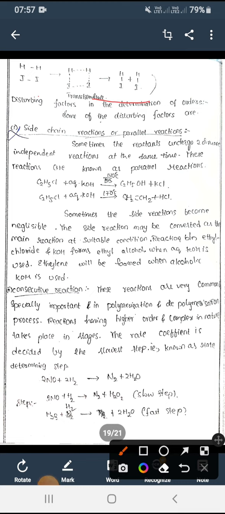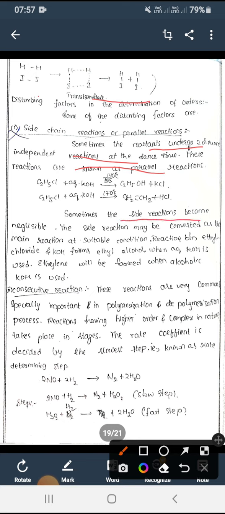So disturbing factors means what happens here, the molecules are colliding with each other. So what are the factors we are having for the order of the reaction: side chain reactions or parallel reactions. So here what we can say, sometimes the reactants undergo two or more independent reactions at the same time, those reactions are known as parallel reactions. Means what here, alkyl halide and KOH. So both are happening simultaneously, that one we call as parallel reaction.